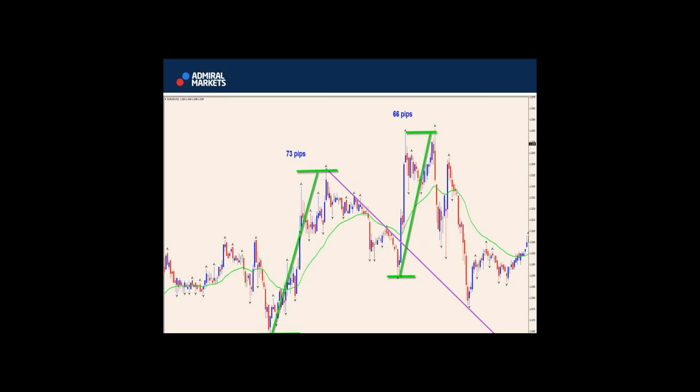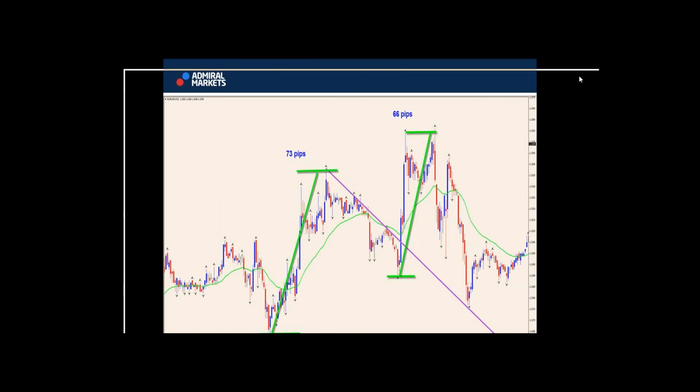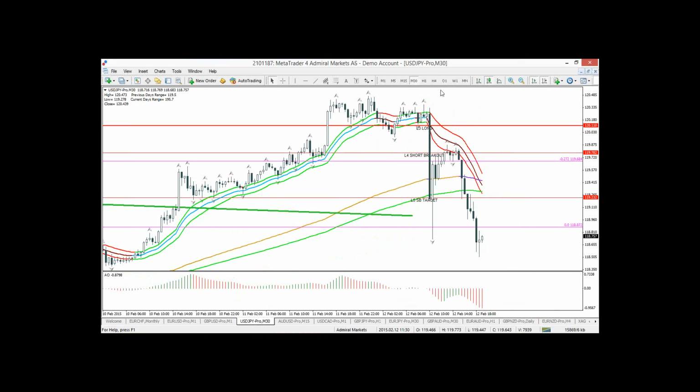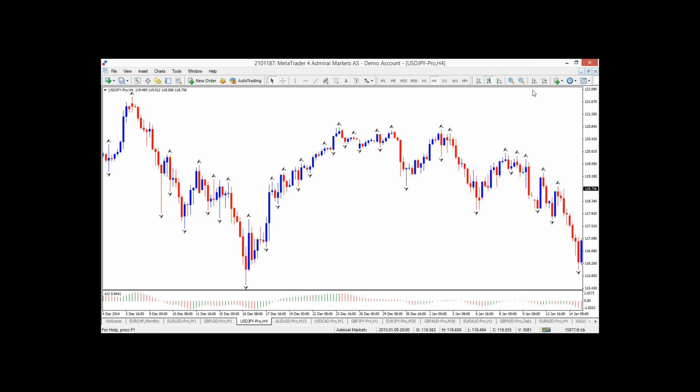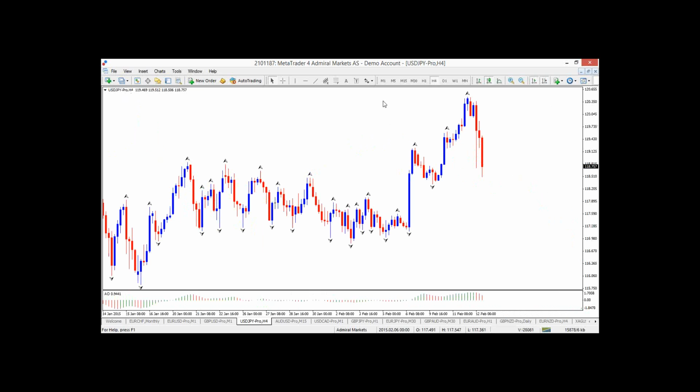There it is. Sorry, I'm not showing it to you actually. Here it is. Let me make the chart clean and show you a live example of what I was discussing actually in the trading room on Tuesday.